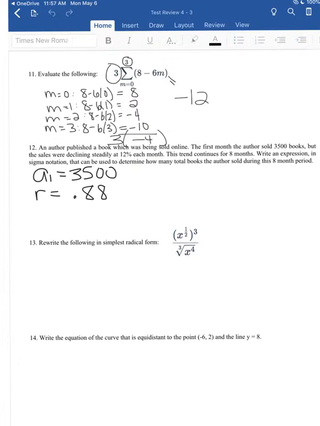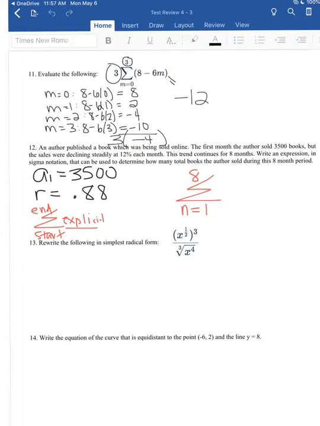So sigma notation, again, that's like for number 11. The way that you're going to do this is your start, this is your end, and then this is the explicit formula. Okay, so we have our starting point. We are starting at n equals 1. Right, we're starting in the first month, and we're ending, this says 8 months in. And then the explicit formula.